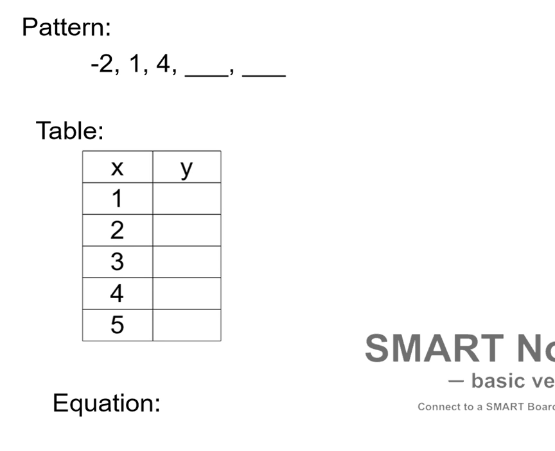When I look at -2, 1, 4, I notice that I'm going up by 3. So my next term would be 7, and my next term would be 10. So I can fill in the missing pieces. Then I'm going to fill in my table.